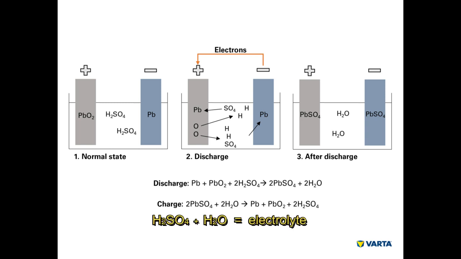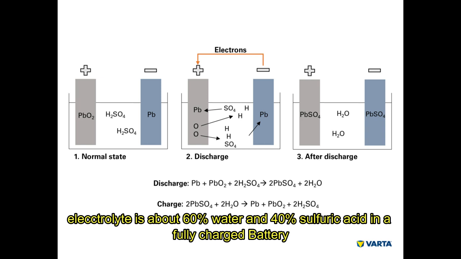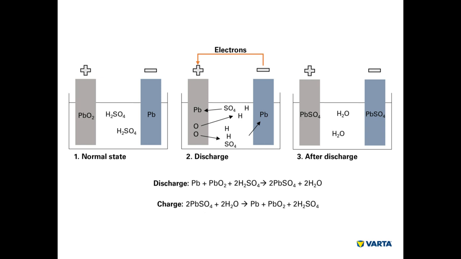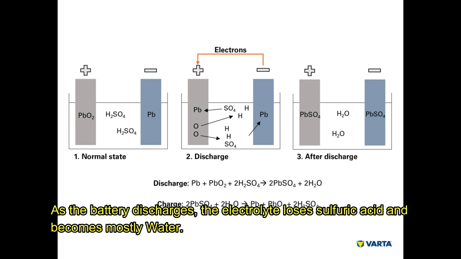The sulfuric acid is mixed with water to form the electrolyte. This is the liquid in a battery. The electrolyte is about 60% water and 40% sulfuric acid in a fully charged battery. As the battery discharges, the electrolyte loses sulfuric acid and becomes mostly water.